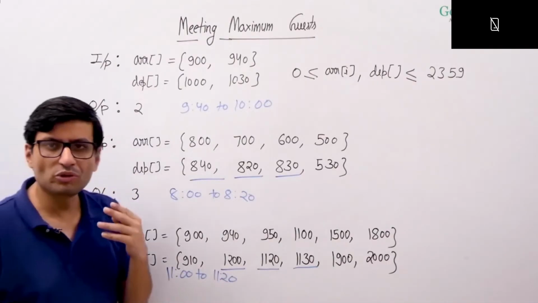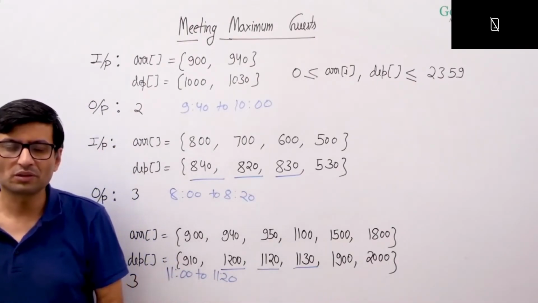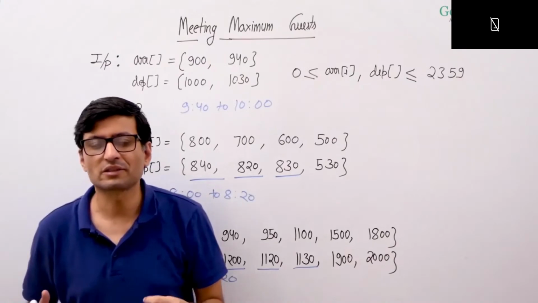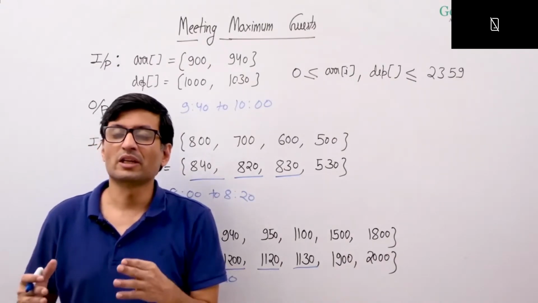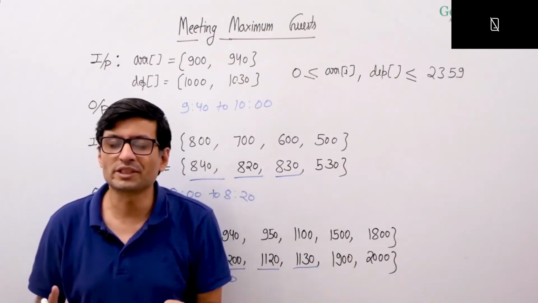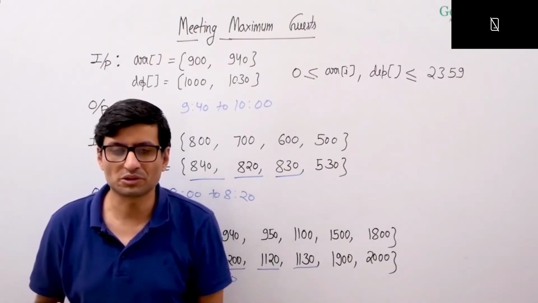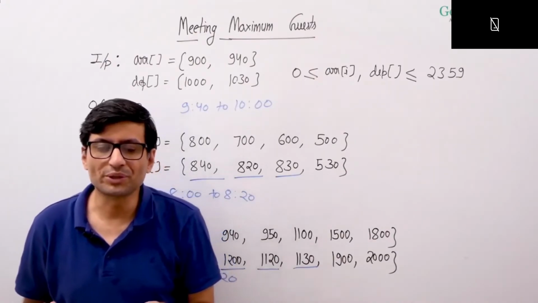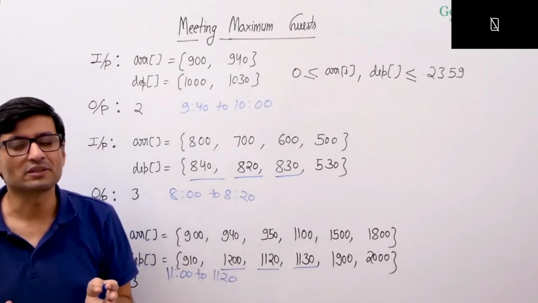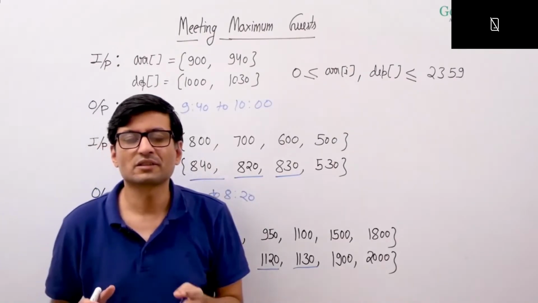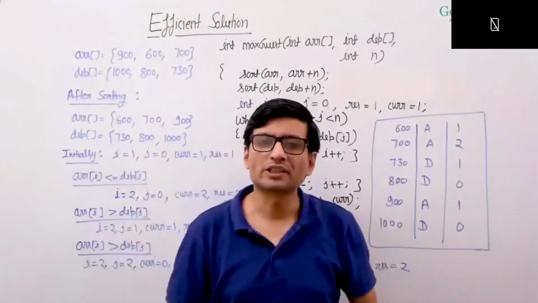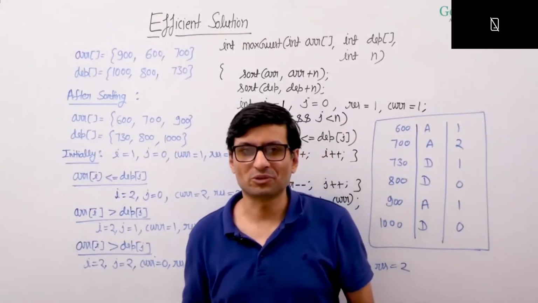So you have 2 integer arrays given to you and you need to write a function that returns an integer value. And this integer value tells you how many guests you can meet at most. Now please pause this video and try to write down a function that takes 2 integer arrays and returns an integer value. Let us now talk about an efficient solution.